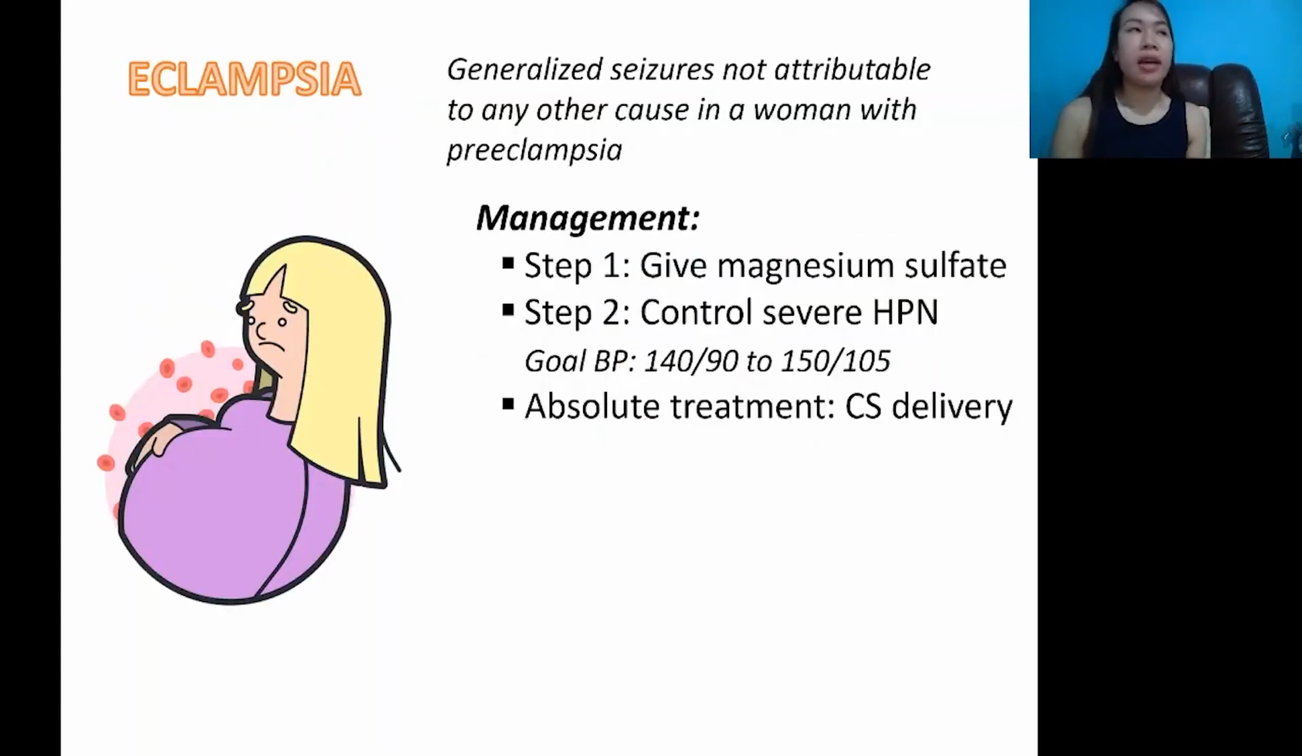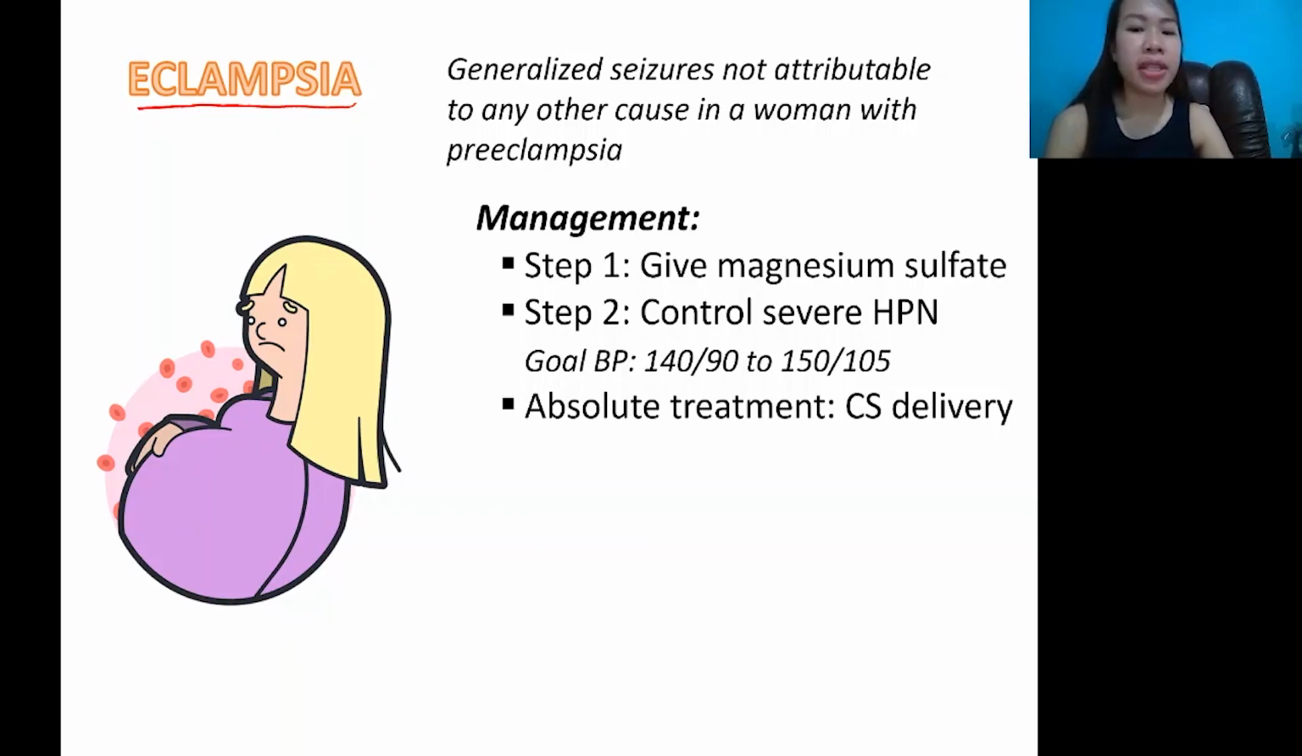Now, class, having discussed about preeclampsia, we now move on to the topic of eclampsia. So these are generalized seizures. Makikita natin there are already generalized seizures that are not attributable to any other cause in a woman with preeclampsia. Bigla na siyang nagkaroon ng seizure. Diba, preeclampsia siya, tapos biglang nagkaroon ng seizure. Pag meron na siyang seizure na manifestation class, ang tawag na natin doon ay eclampsia. Ganun pala yun, Doc. Pag nag-seizure ng mother, ang tawag na natin eclampsia, hindi na preeclampsia.